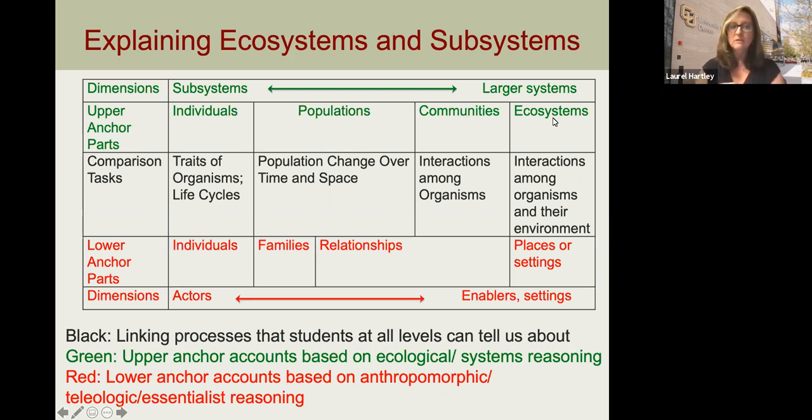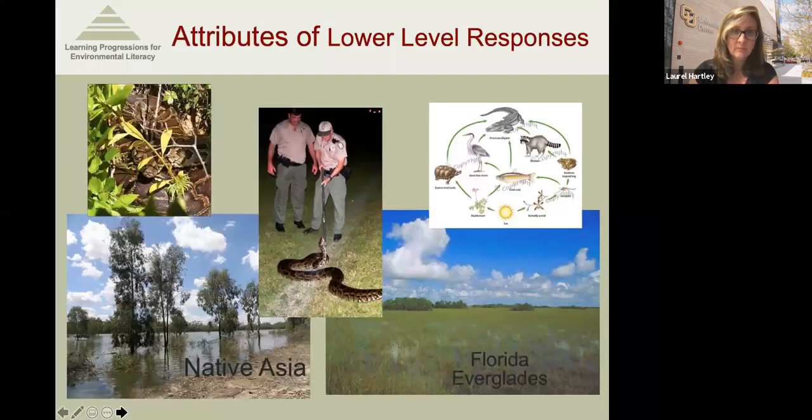But lower level students would describe ecological scenarios as actors with enablers and settings. So they would pick individuals and think of them as the star of the show. And those individuals were within families. They had relationships, often anthropomorphic relationships. And those relationships took place in places or settings. They were likely to describe an environment more in terms of a stage. So in the next 3 slides, I will give you some examples of lower level attributes and some quotes from students.